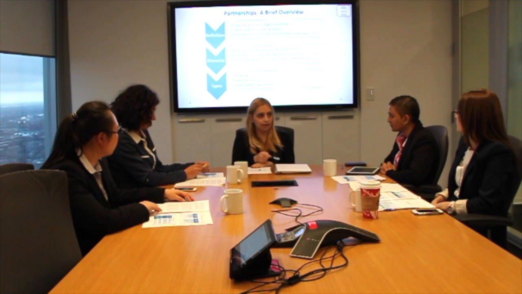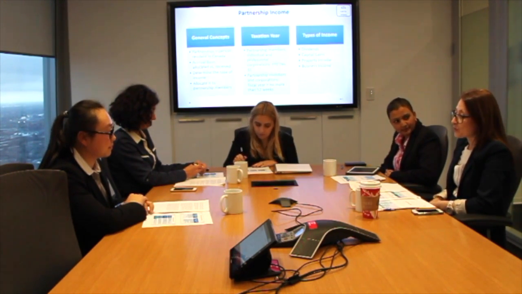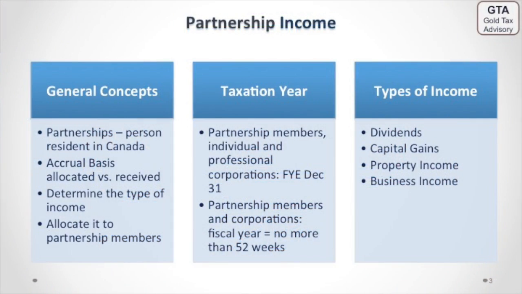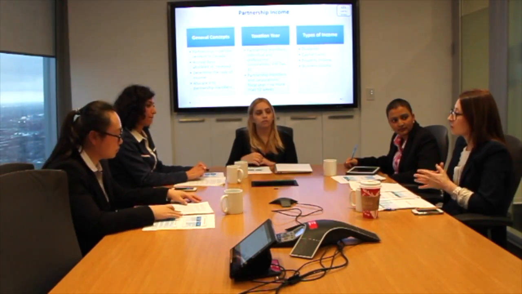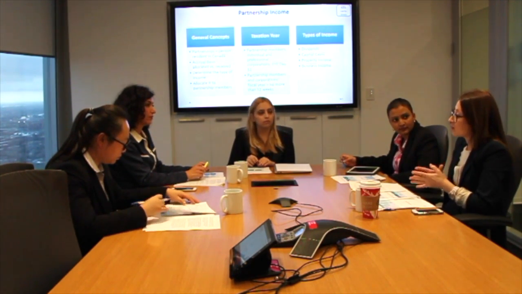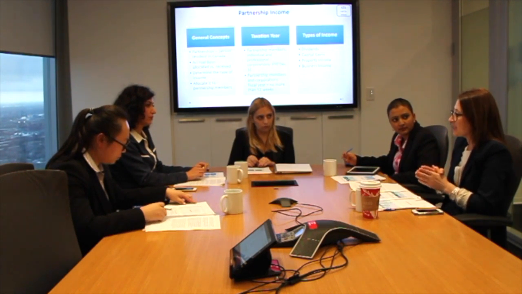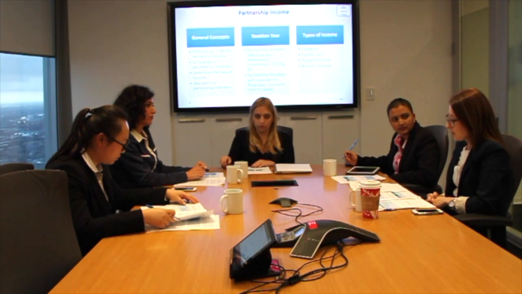And you know what, I'll turn it over to Elena to kick it off. Yes, I'll take you through partnership income and income allocation. So, for tax purposes, a partnership is viewed as a person resident in Canada. Depending on the type of its partners, being individual or corporation, it will have a different fiscal year end. So for individuals, usually it will have a December 31st year end. For corporations, they can choose a year end ending within 52 weeks from the beginning of the fiscal year.